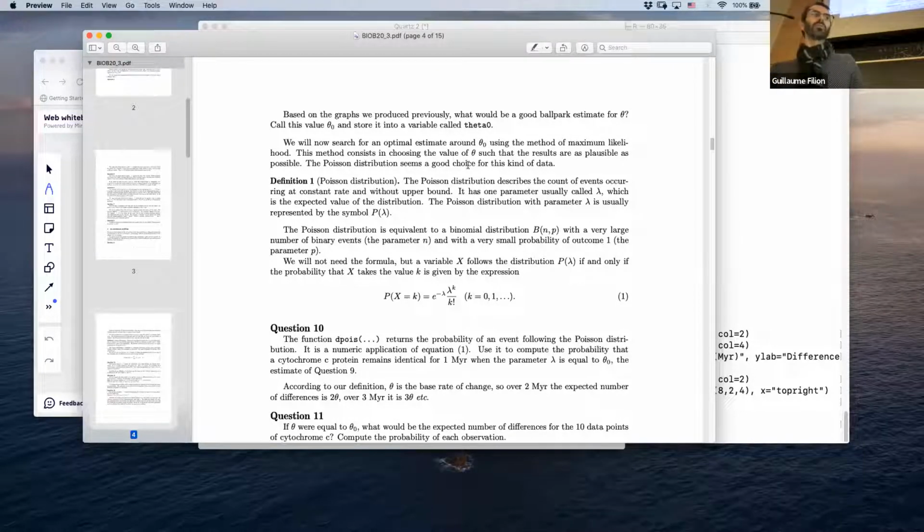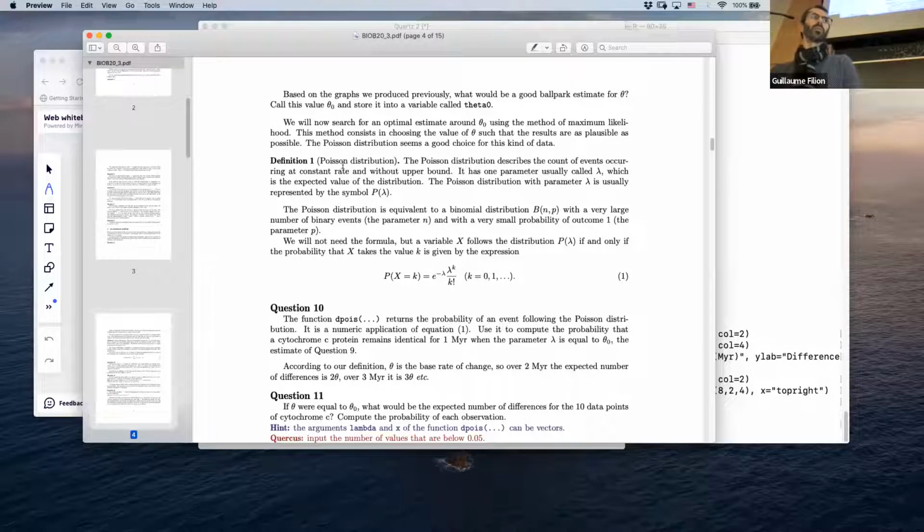The Poisson distribution seems a good choice for this kind of data. So a reminder about the Poisson distribution, which you've just seen in the videos, if you didn't know about it. The Poisson distribution describes the count of events occurring at a constant rate and without upper bound. It has one parameter usually called lambda, which is the expected value of the distribution. The Poisson distribution with parameter lambda is usually represented by the symbol P lambda.